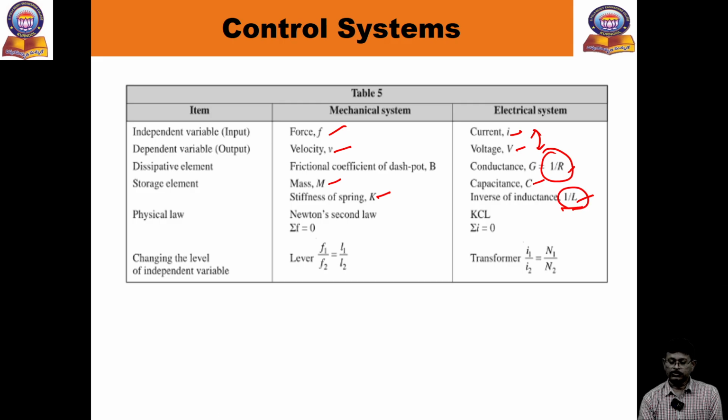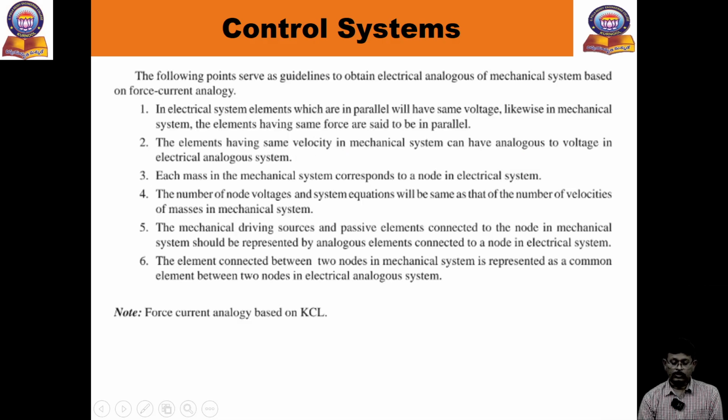So it is the same Newton's second law. There you are taking the KVL, and now here KCL. The sum of the forces is equal to 0 becomes the sum of all the currents is equal to 0. That is the only change. Because F1 by F2, I1 by I2, L1 by L2, N1 by N2 are the same. Only the difference. Now whatever guidelines were there in the previous case, similar here also.